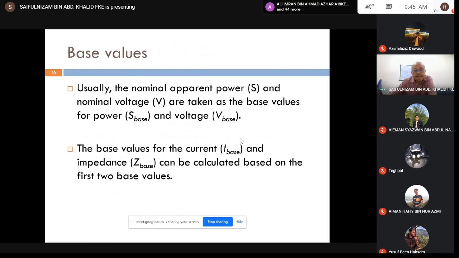Any questions so far? Yeah. Any questions so far regarding the per unit quantities?